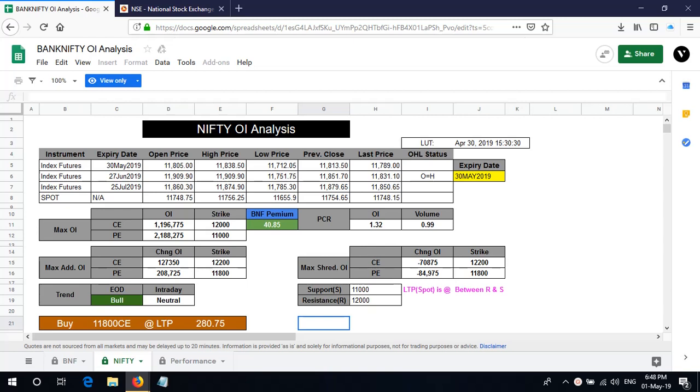Hi friends, today I am going to introduce a new tool in Google Sheets.